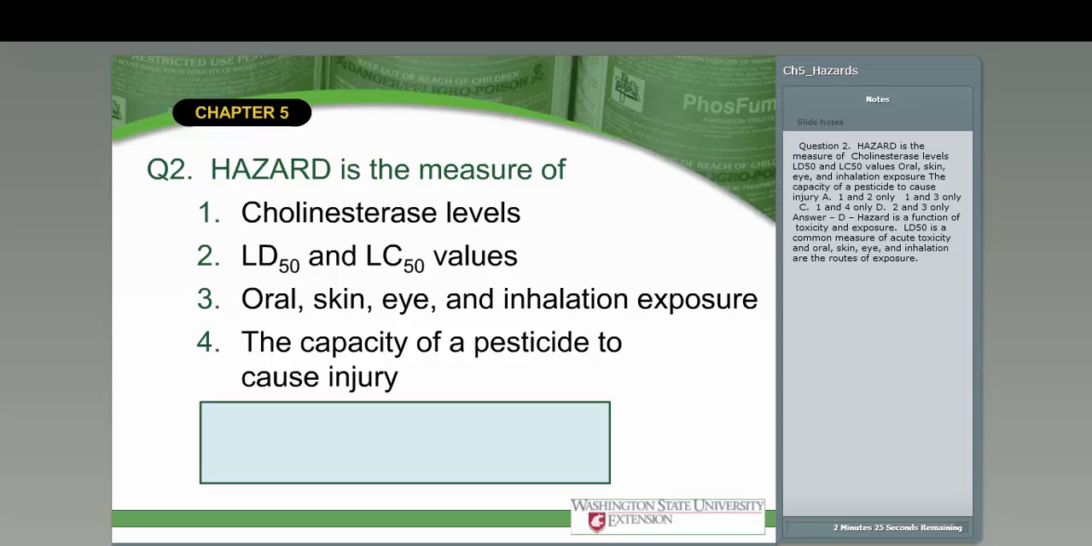Question 2. Hazard is the measure of 1. Cholinesterase levels, 2. LD50 and LC50 values, 3. Oral, skin, eye, and inhalation exposure, 4. The capacity of a pesticide to cause injury. Choice A, 1 and 2 only. Choice B, 1 and 3 only. Choice C, 1 and 4 only. Choice D, 2 and 3 only.